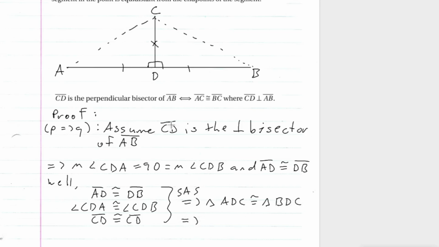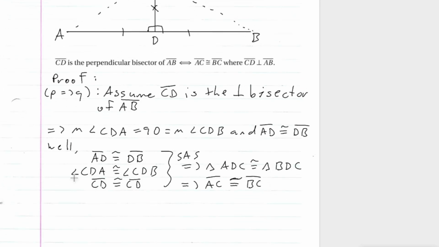And if these two triangles are congruent, that means that AC must be congruent to BC, right? That means these two must be congruent. So this implies that AC is congruent to BC with CD perpendicular to AB, which is exactly what we wanted to show, right?